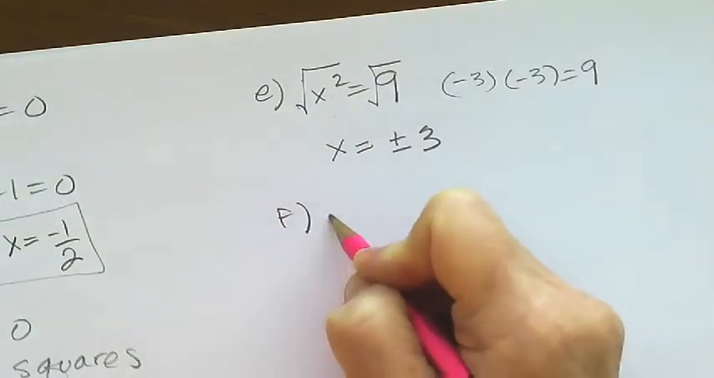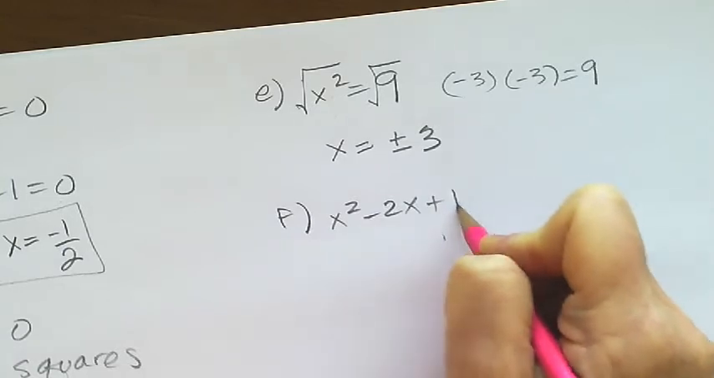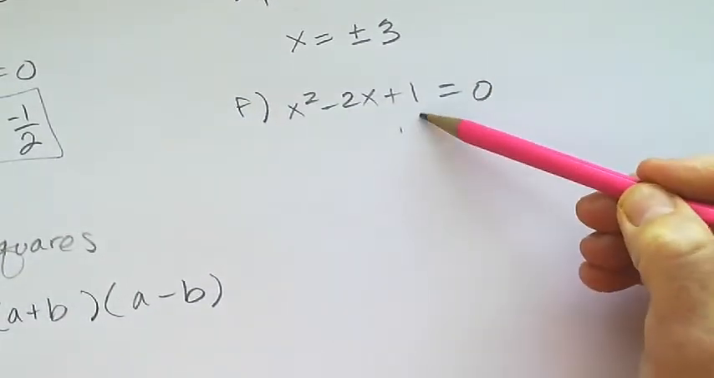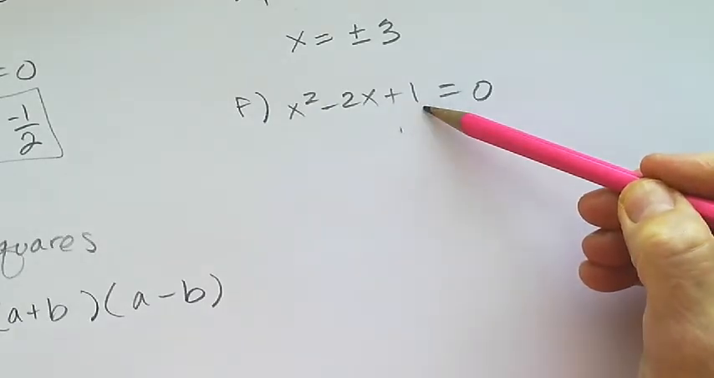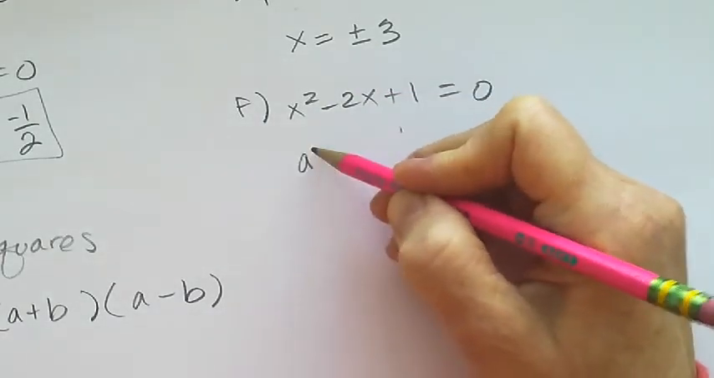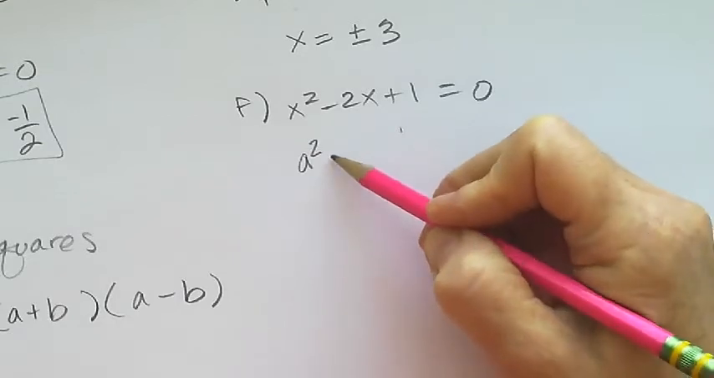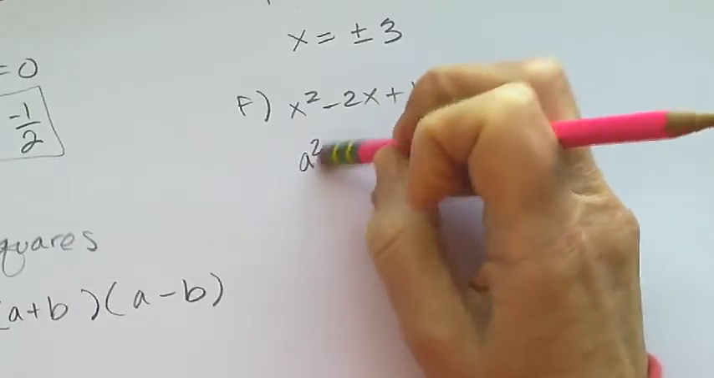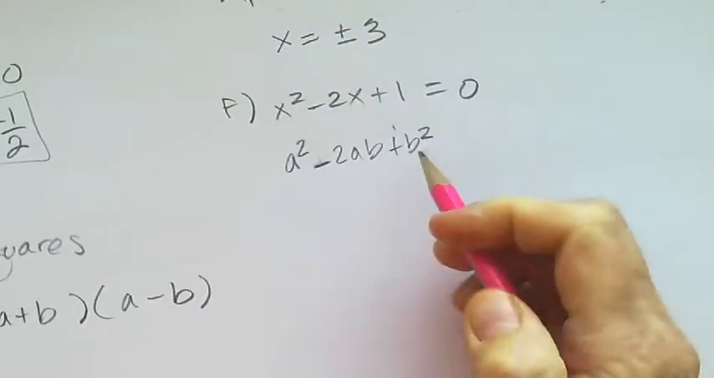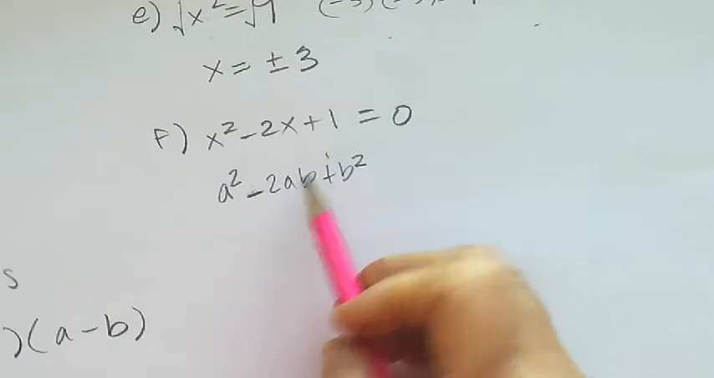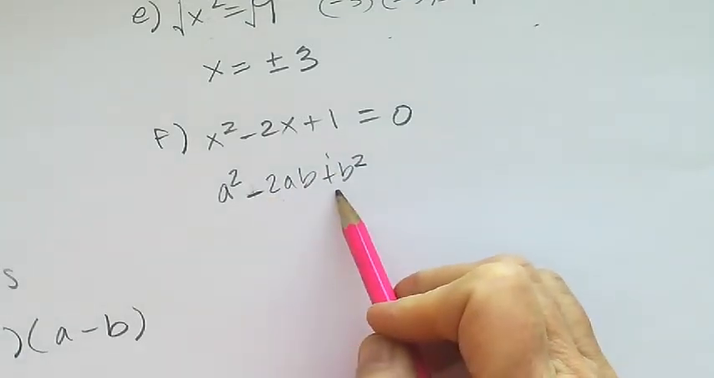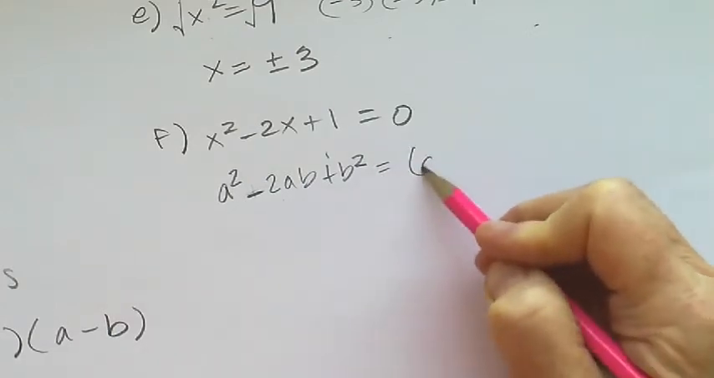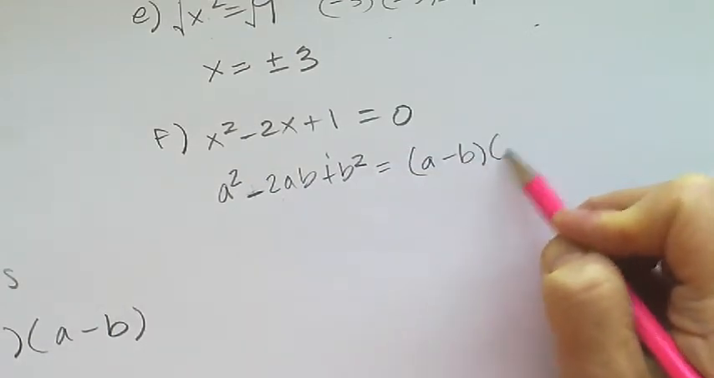Okay, and then we have x squared minus 2x plus 1 equals 0. I don't know if you recognize this one, but this is a perfect square trinomial. So that looks like this: a squared plus 2ab plus b squared. And actually in this case it's a minus. Now these are a little bit harder to pick up, but you did a assignment like this in like November or December. This is always going to factor into a minus b times a minus b.